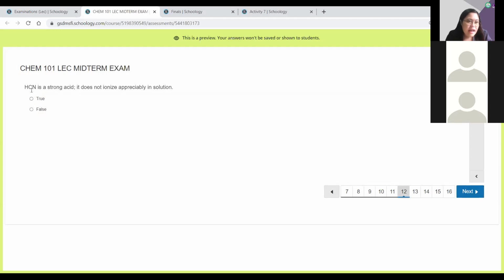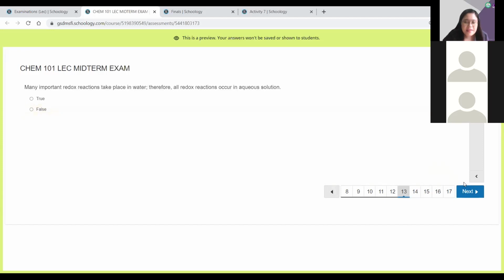And then, hydrocyanic acid is a strong acid. It does not ionize appreciably in solution. So this is false. Hydrocyanic acid is considered a weak acid. It will still ionize in water because all acids and bases will actually ionize in water. So this one is false.